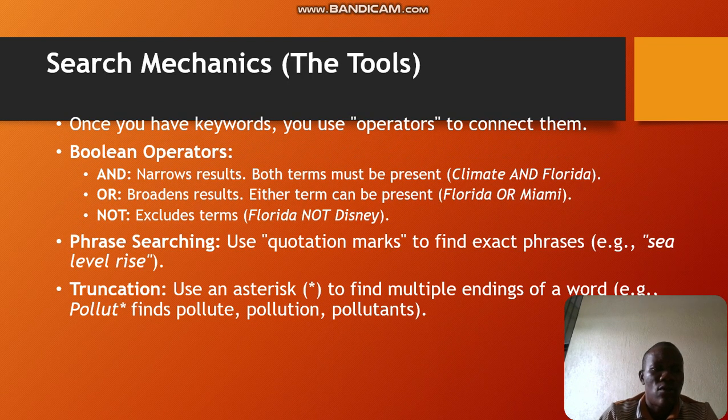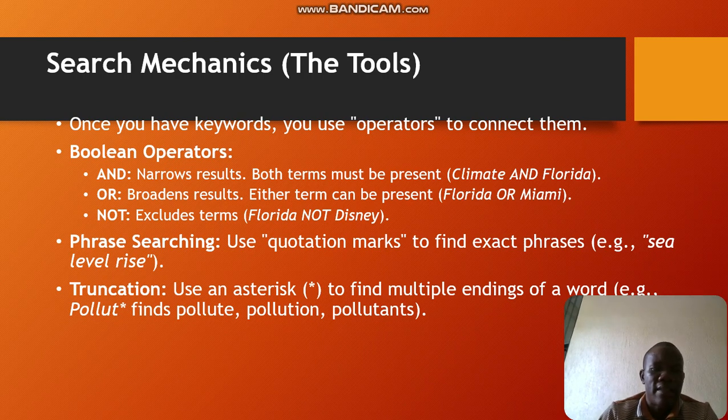Then we can also have this part which is search mechanics. You can just call it the tools. Search mechanics, these are just the tools. Once you have keywords, you use operators to connect them. With the Boolean operators, AND narrows results: both terms must be present, that is climate AND Florida. OR broadens results: either term can be present, that is Florida OR Miami. NOT excludes terms, Florida NOT Orlando.